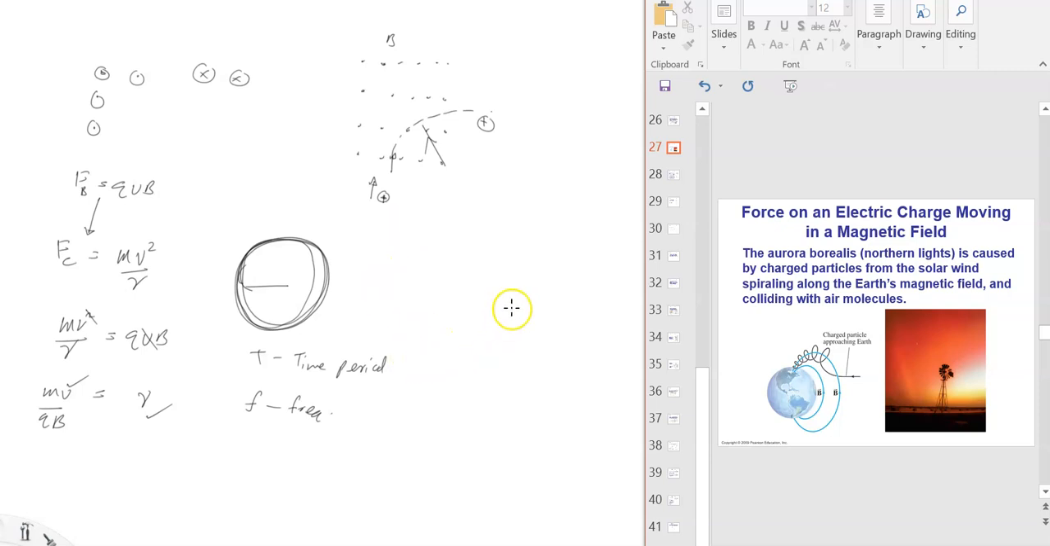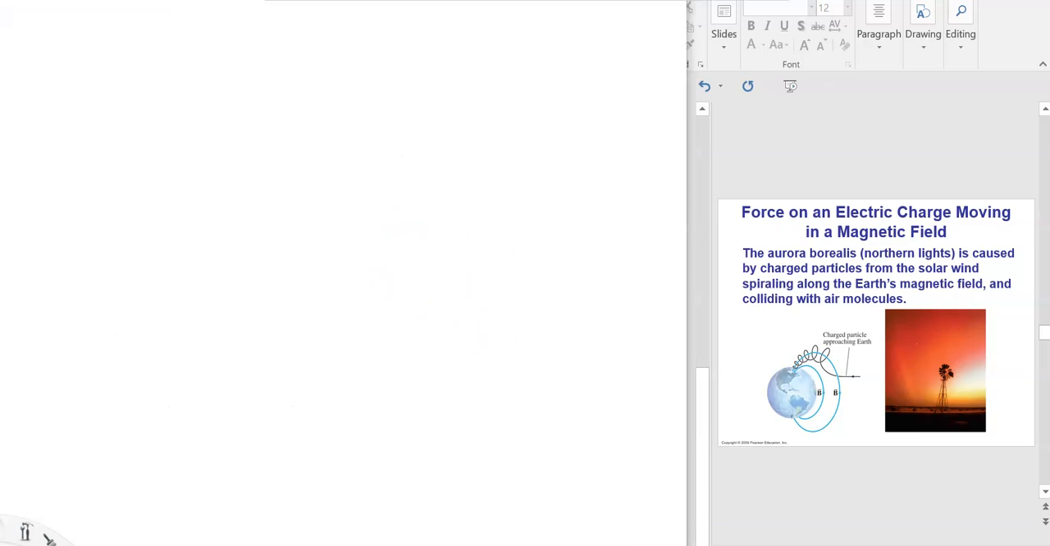So what happens here is, let me clear this page. So here's the sun. Solar wind. The sun emits charged particles, and there are occasionally large amounts of charged particles in the form of coronal mass ejections.